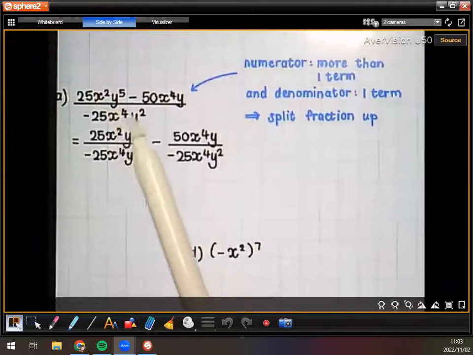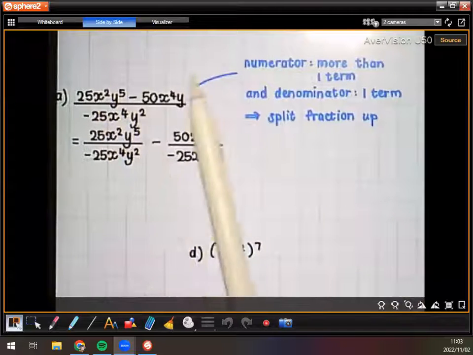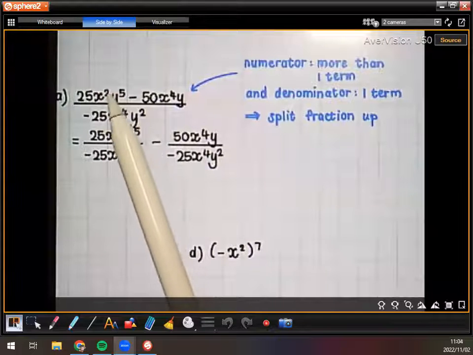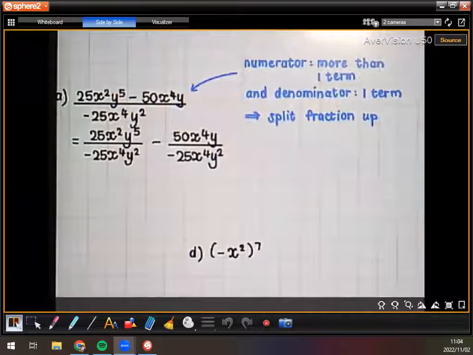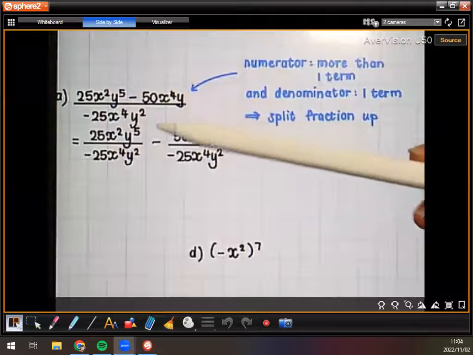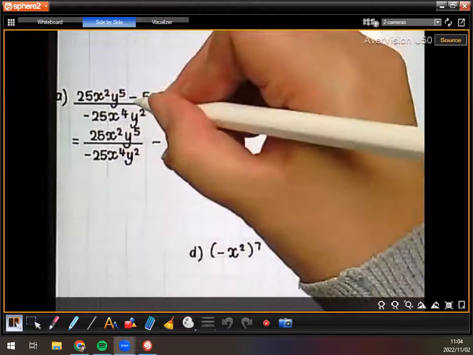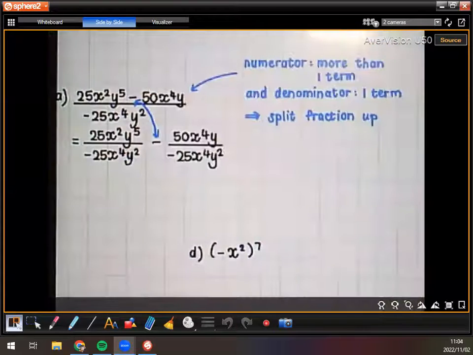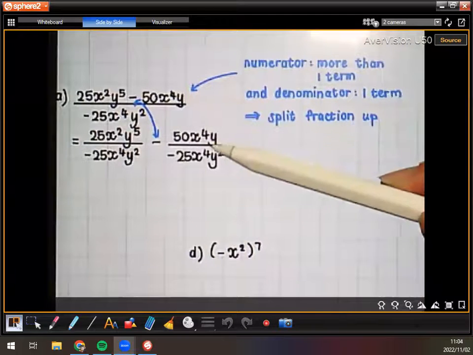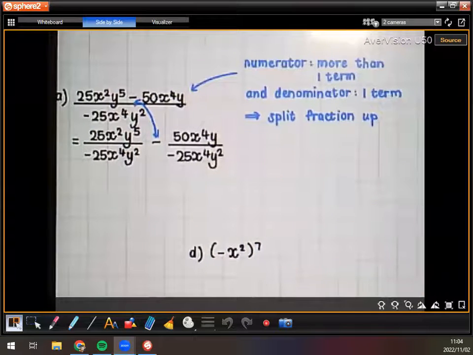Okay, so what you then do is you take each term in the numerator and you write it over the same denominator. So the first term, 25x squared, y to the 5, over the denominator. Then I put a minus in between the two fractions because there was a minus there, right? So whatever that sign is, you put in between the fractions. Your next term, 50x to the 4y, over the denominator. And now you're going to have to simplify each of those fractions separately. You're going to have to do the division.